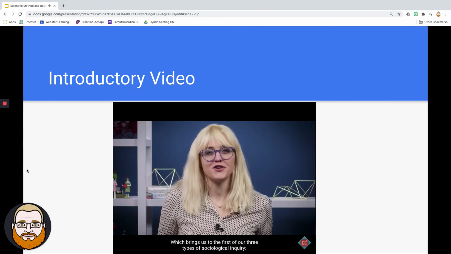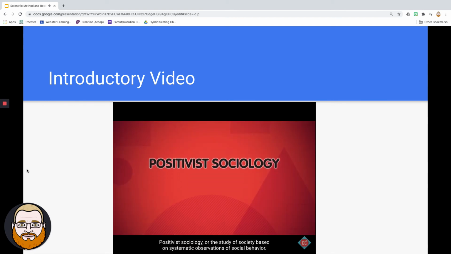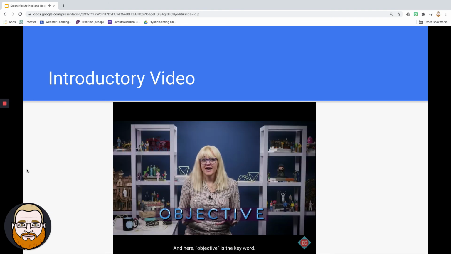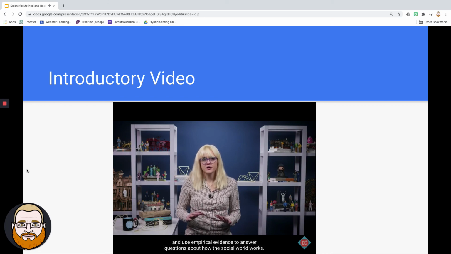Which brings us to the first of our three types of sociological inquiry: positivist sociology, or the study of society based on systematic observations of social behavior. And here, objective is the key word. As scientific researchers, sociologists must set aside their own values and beliefs to approach their work as neutral observers and use empirical evidence to answer questions about how the social world works.